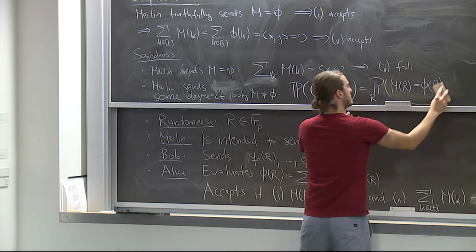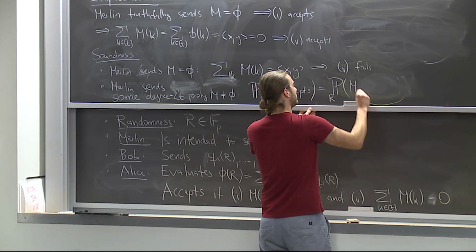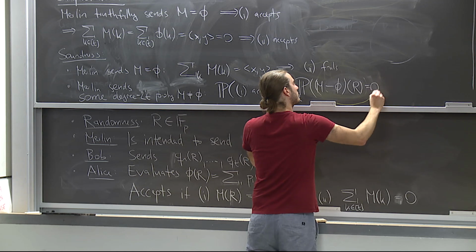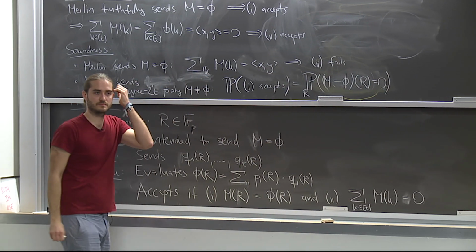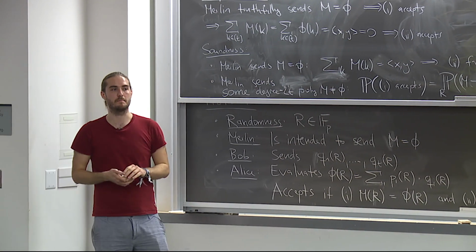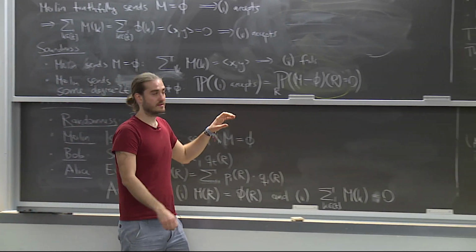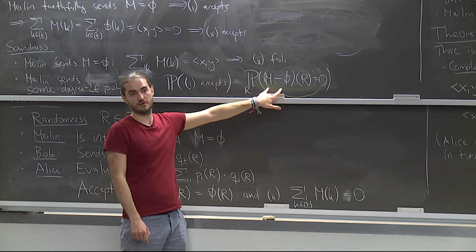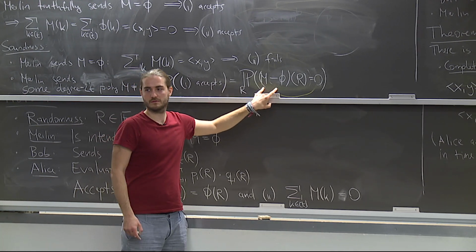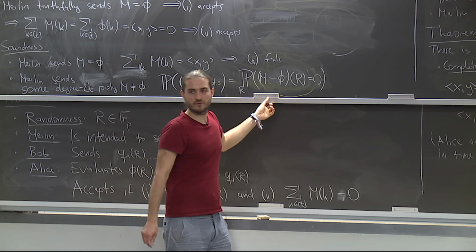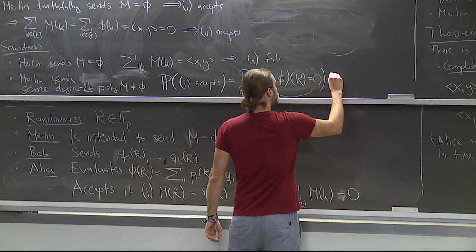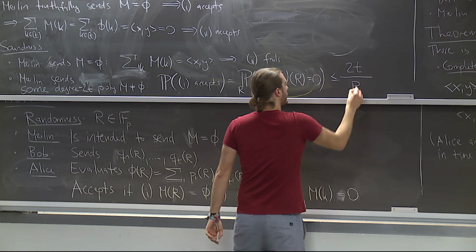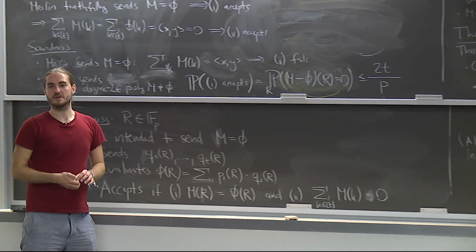And let me write it slightly differently. This just means that the difference polynomial, m minus phi, has a root at this point. But fact 1 tells us that every polynomial of degree 2t, and this is a 2t degree polynomial after all, right? Easy to verify, has at most 2t roots. So in particular, the probability that this happens is at most 2t over the number of all possible values which we could pick, which is p.